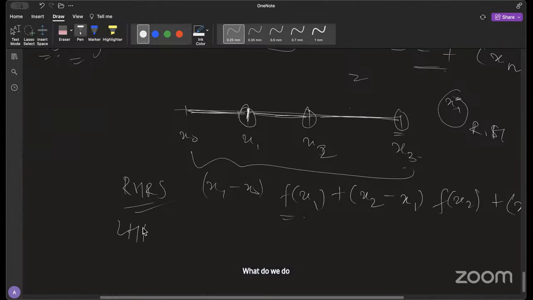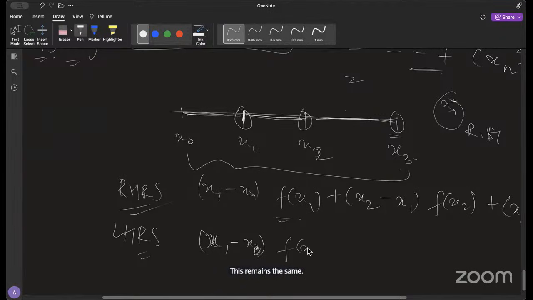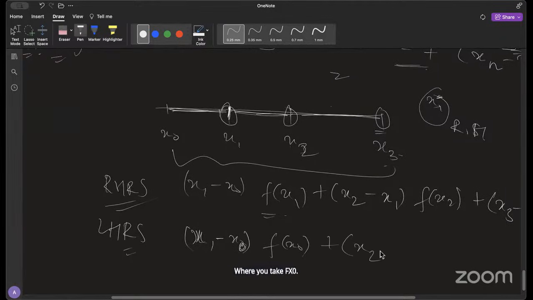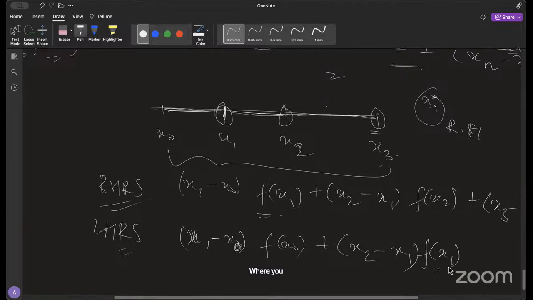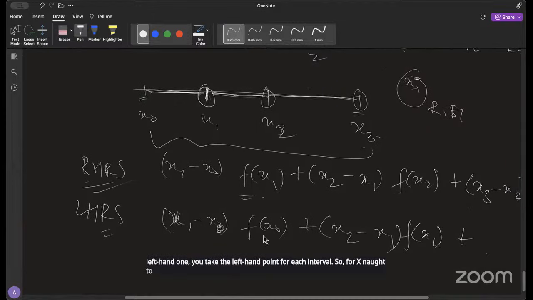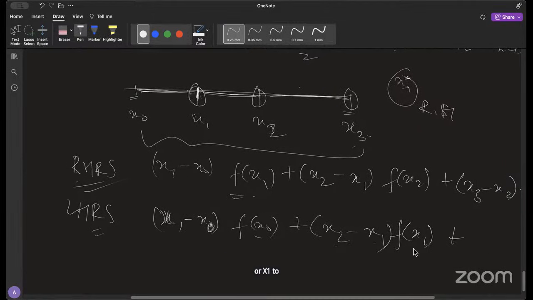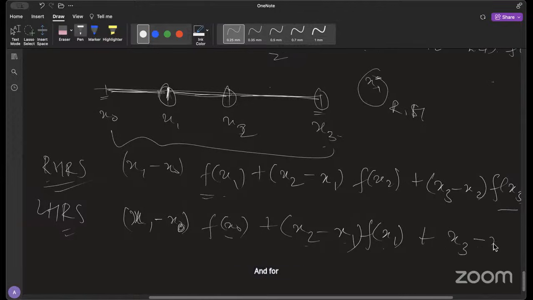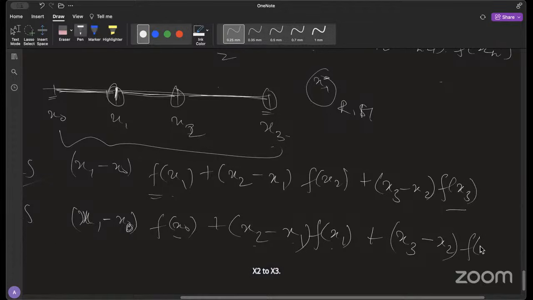What do we do for left hand Riemann sum? The interval remains the same, obviously. The length of interval remains the same. Here you take f(x0). Here you take f(x1). Because this time you're taking the left end point for each interval. In right hand Riemann sum, you take the right end point for each interval. In left hand one, you take the left end point for each interval. So for x0 to x1 interval, it will be x0. For x1 to x2 interval, it will be x1. And for this interval, x2 to x3, it will be this. So this will be your left hand Riemann sum.